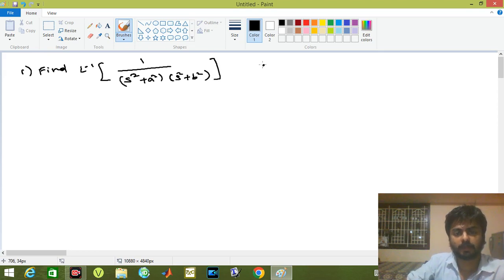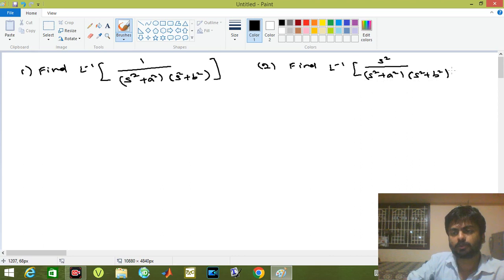And the second problem we are going to see is: find L inverse of a square divided by (s square plus a square) into (s square plus b square). So these two problems are very important under inverse Laplace transformation. We are going to find the solution of the first problem.